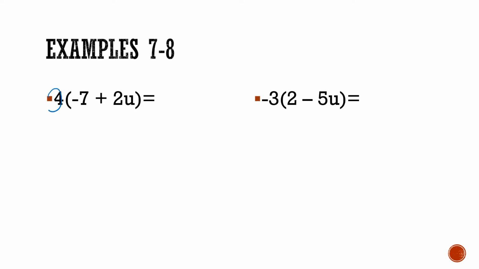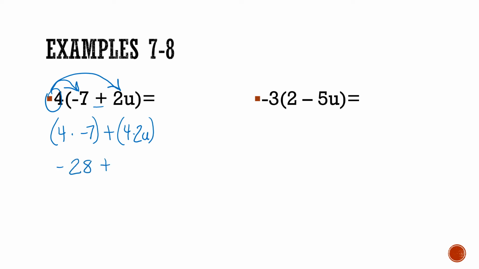So we're going to distribute the 4. So we're going to have 4 times negative 7. I'm going to bring down that plus sign. And 4 times 2u. So 4 times negative 7 is negative 28, plus, and then we've got 4 times 2u, which is 8u. So we could write it as negative 28 plus 8u, or 8u minus 28. So either one of those would be correct.